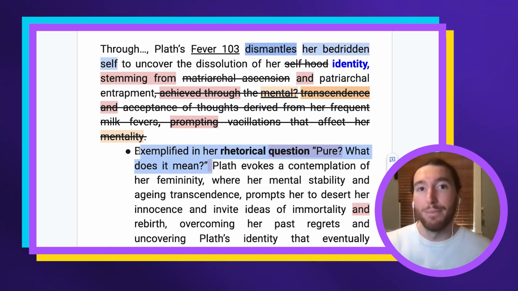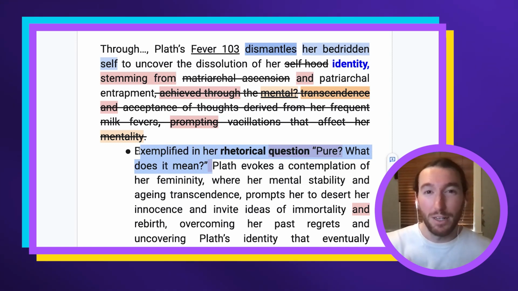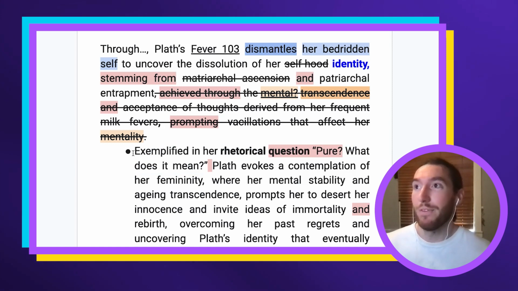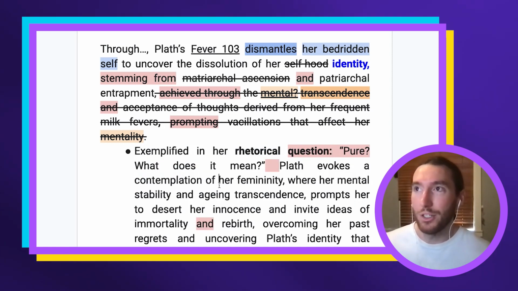This is all going to be very important in terms of shaping a marker's impression of your writing ability and your work. So here we say, "exemplified in her rhetorical question," there's no comma or anything. It just goes straight into the quote. I mean, you would have to at least have a colon there, because you're about to tell me what the rhetorical question is. You would then want to have a comma afterwards, right?